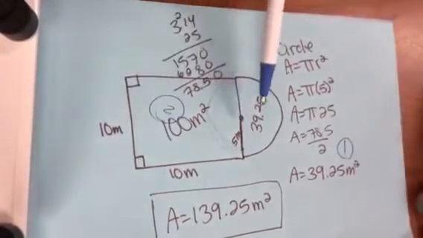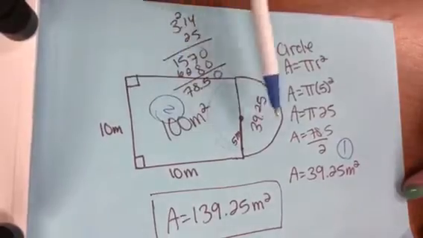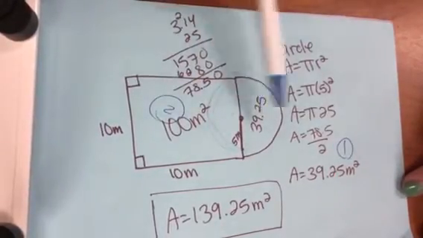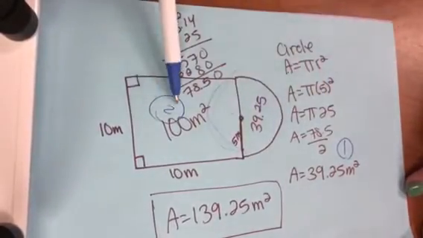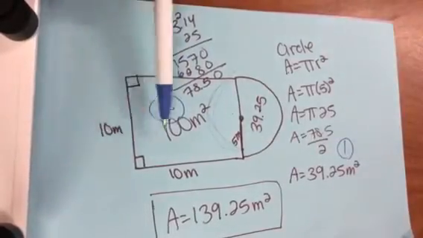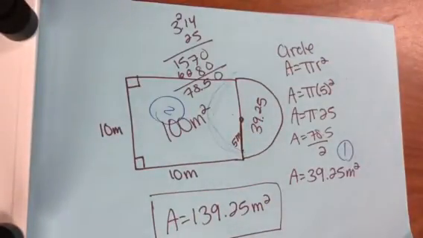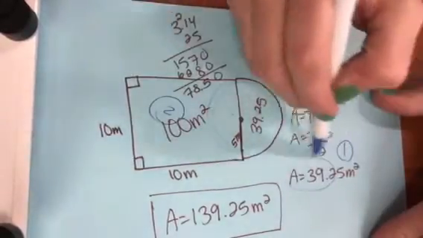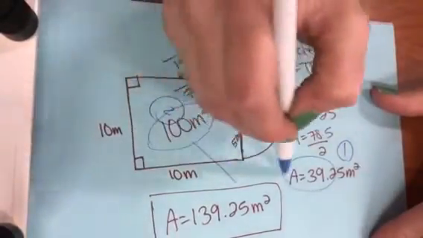In this composite figure, there were 2 separate areas that we had to find. One for a circle cut in half, and then one for a rectangle or a square. We took the whole thing, and then at the end, what did we do? We had to add these values.